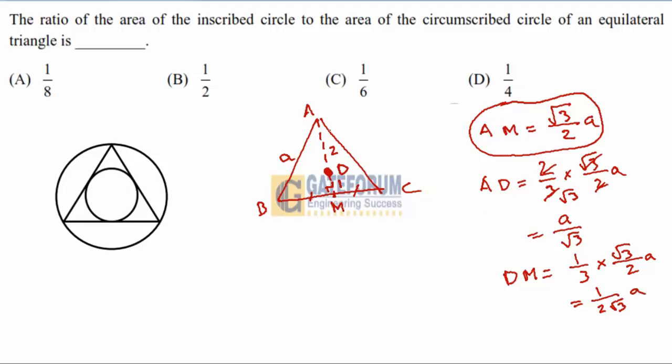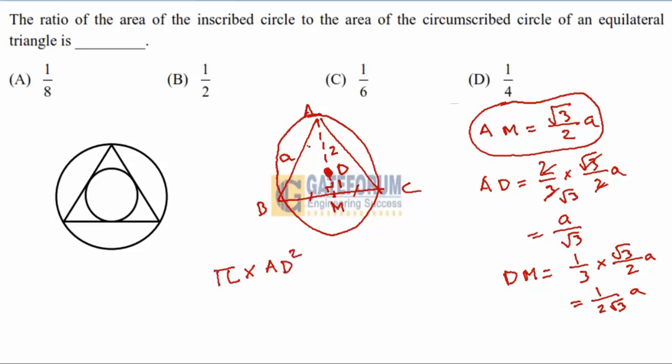Now, if there is a circumcircle, I mean a circumscribed circle, the center of that is the centroid, and the radius of that is this one, AD. Right. So what will be the area of this? What will be the area of this circle? Naturally, it would be pi into r square, that is pi AD square.